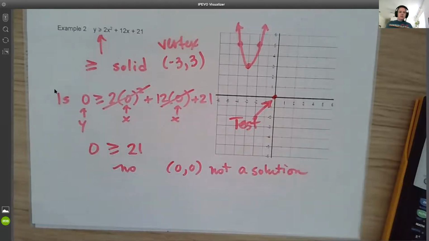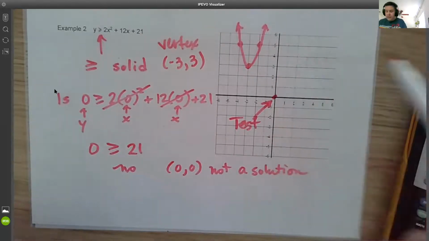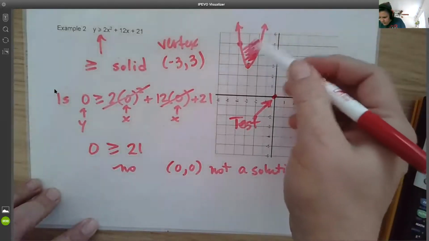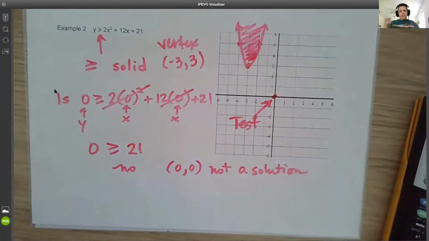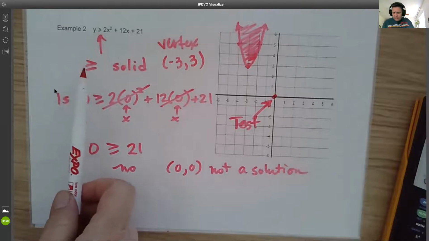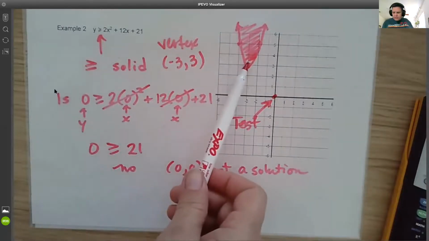Since it's not a solution, that's not where I shade my graph. I have to shade my graph on the other side of the boundary. So my solutions will be everything on the inside of the parabola this time. And by the way, my solutions are greater than the vertex here.